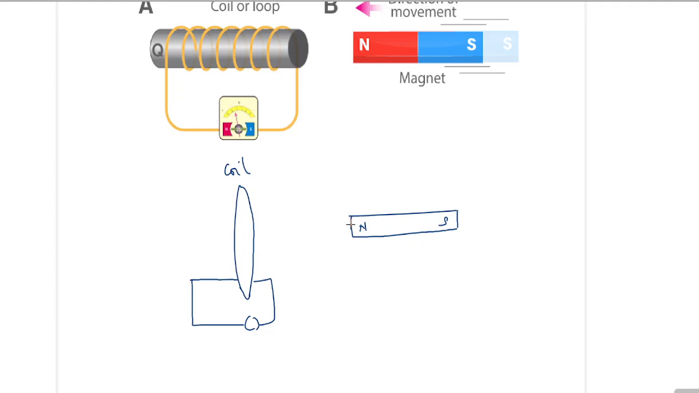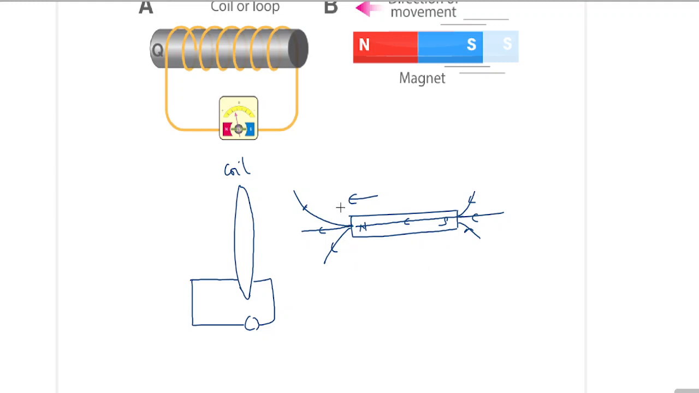Whenever this bar magnet is moved towards the coil like this, we know that a bar magnet has its own magnetic field. There was a question based on the magnetic field lines of a bar magnet given earlier in the model paper. So the field lines will be like this. They come out like this, and enter, and inside the magnet they go from south to north. This is how the field lines will look.